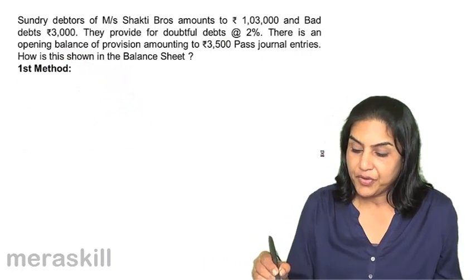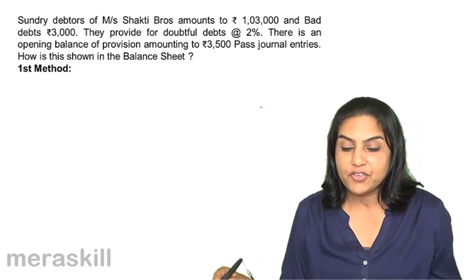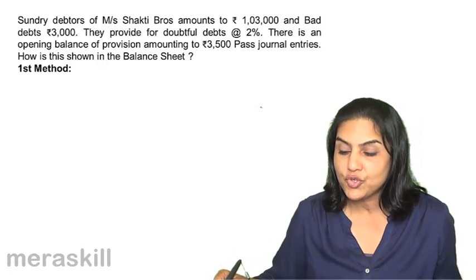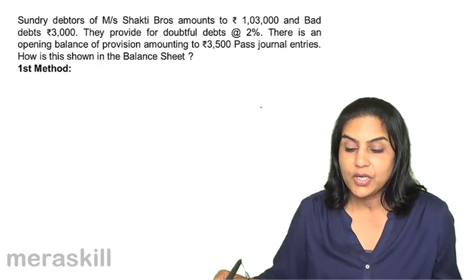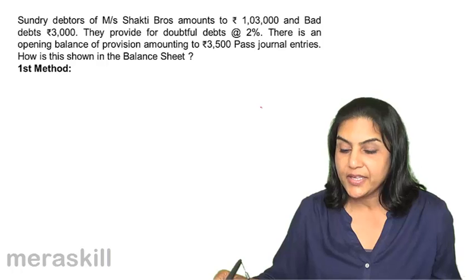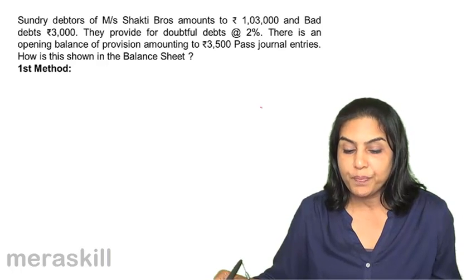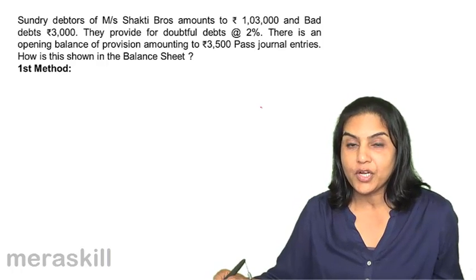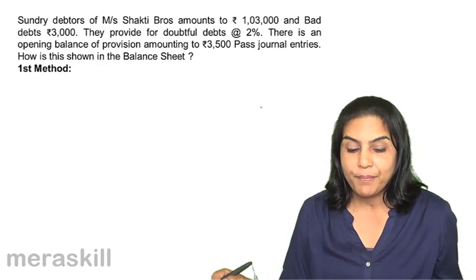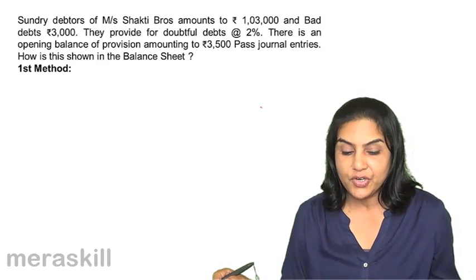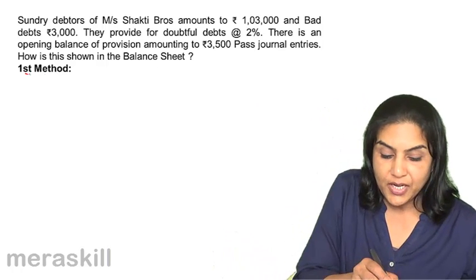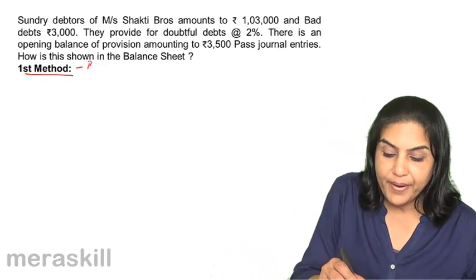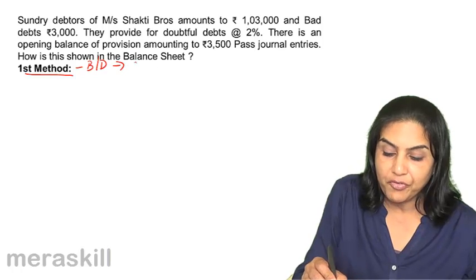Another example, if we consider, sundry debtors of Messrs. Shakti Brothers amount to 1,03,000 and bad debts 3,000. They provide for doubtful debts at the rate of 2%. There is an opening balance of provision amounting to 3,500. Pass journal entries and show the method. How is this shown in the balance sheet? It's under the first method where bad debt is taken to profit and loss account.